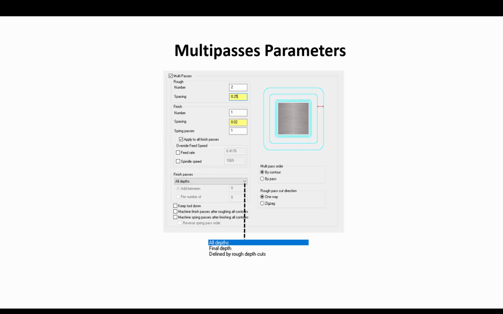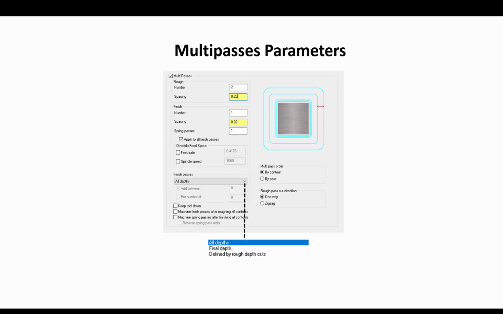Finish pass defined by rough depth cuts performs finish passes based on the number of roughing depth cuts. Add between adds the specific number of finish passes between each depth cut. Per number of adds a finish pass at the specified interval of rough depth cuts. A multi-pass finish is always added to the last depth cut.